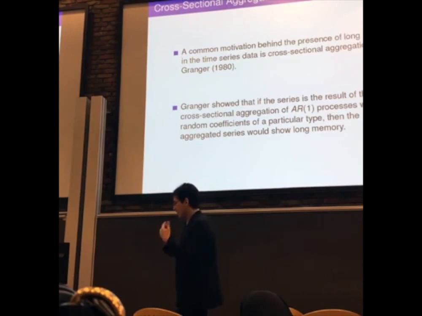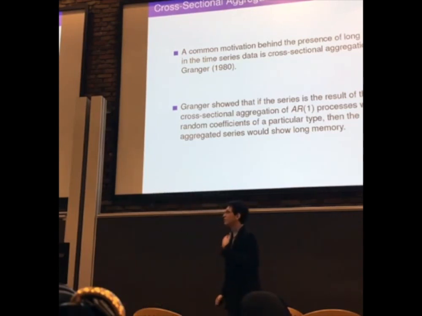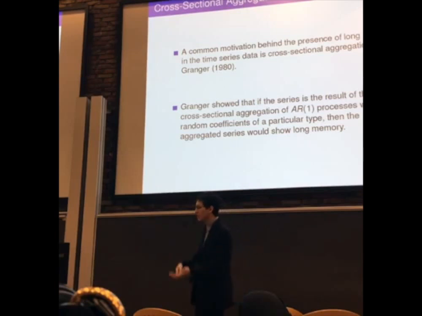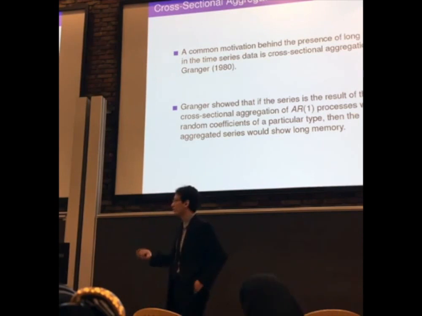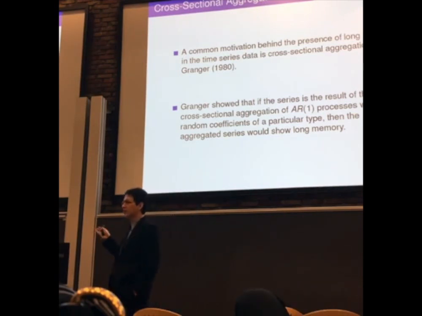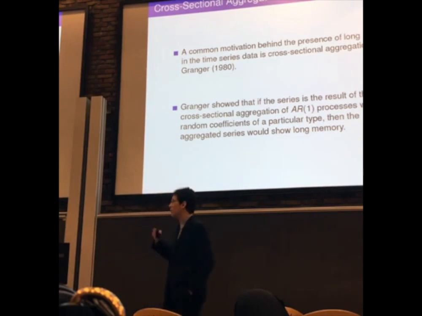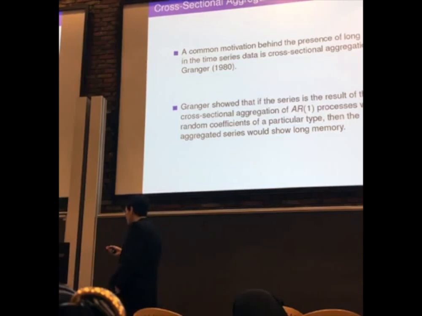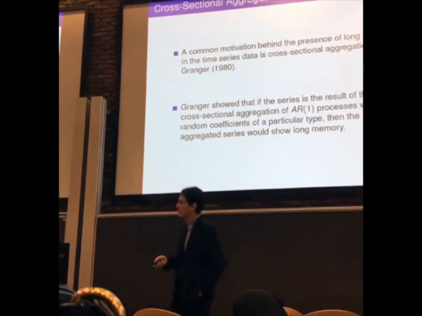So as I said, one of the most common explanations why a series may have long memory, one of the most cited reasons, is this cross-section allocation result. What Granger did is say we have a series that is actually an aggregated cross-section allocation of a bunch of AR1 processes with random coefficients of a particular way. Then that aggregated process is going to be a long memory process. And here look at the autocorrelations.